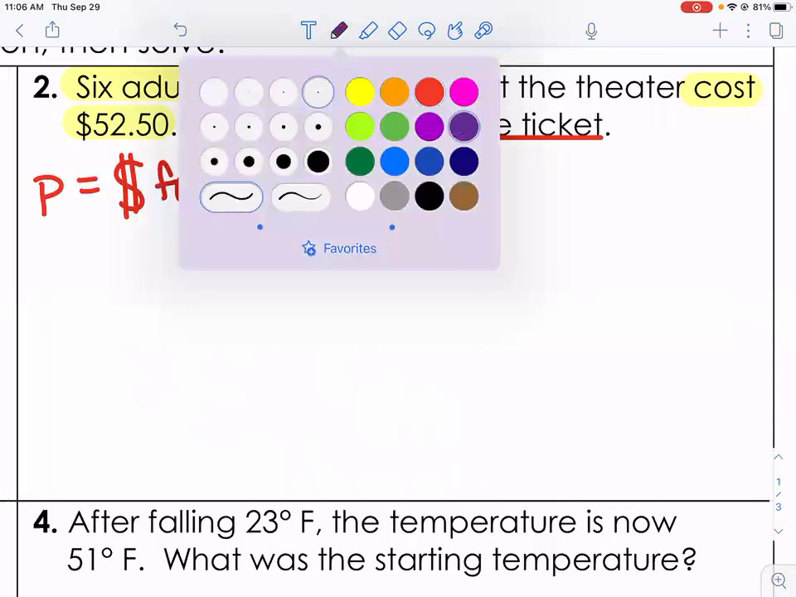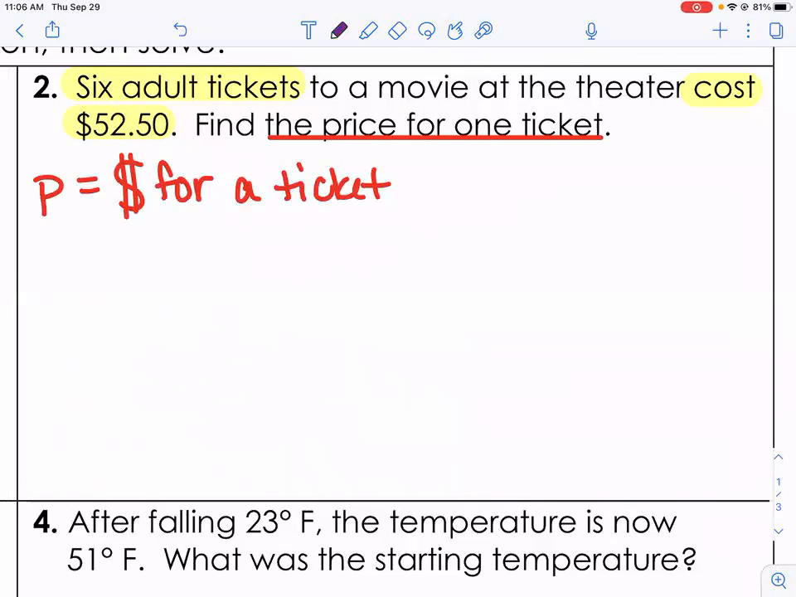Okay, now, if I am the cash register person at the movie theater and 6 people come up to me and they want to buy a ticket, and I say your total is $52.50, raise your hand if you can tell me what they did with 6 and the price of the ticket. They multiply, okay? So we have 6 times the price of the ticket is going to equal the total $52.50.